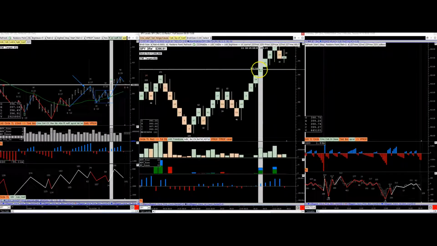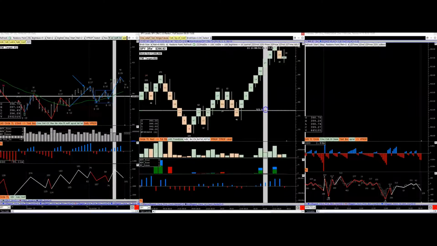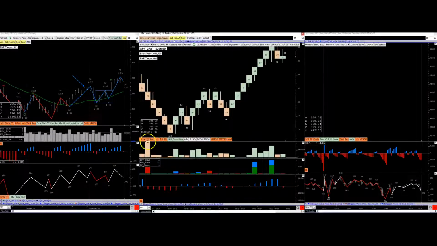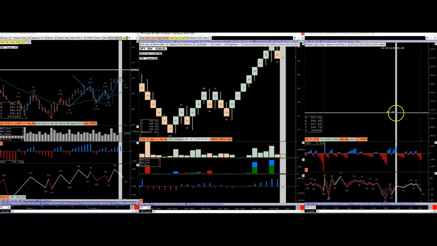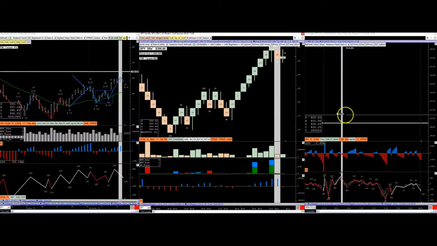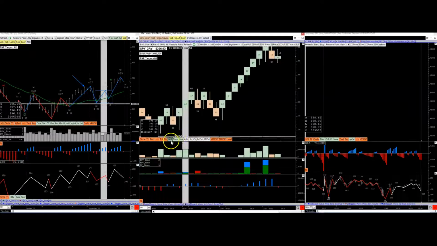So here what you see is the breakout brick. It's right here. So where am I expecting it to go? Right there. What am I going to do? Go long. When it comes into that area and there's a change of behavior in the lower time frame, it's time to go.